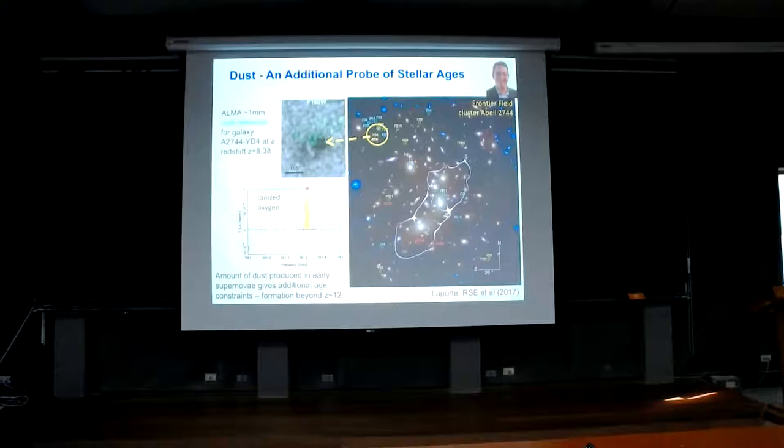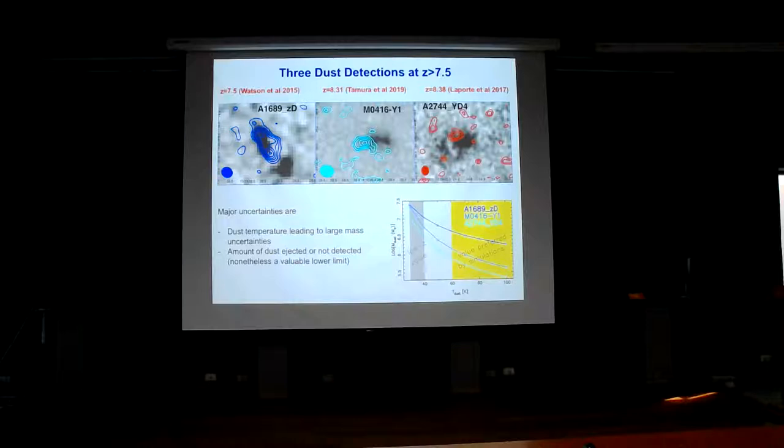So far, there are three dust detections in this period of reionization. Here's Laporte again. There's another one from the Japanese group, 8.31, another one from a group in Denmark at 7.5. The idea here is to take these dust masses and try to estimate how long that galaxy's been around. And this is where we are at the moment.